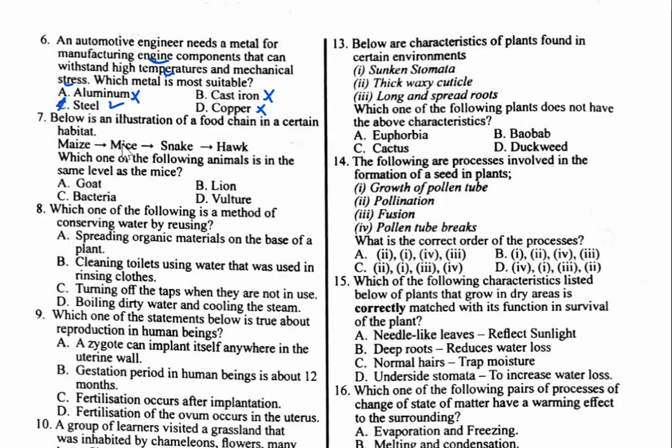So you can see the mice is eating the maize. The maize are the producers. And then the mice, these are the primary consumers. So option A, we have goat, B, lion, C, bacteria, D, vulture.